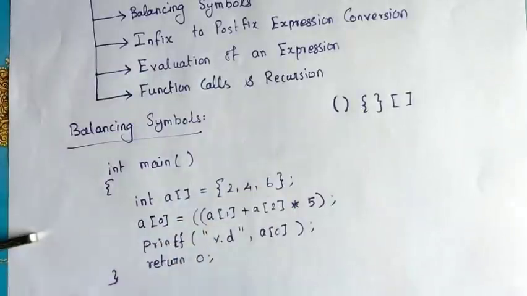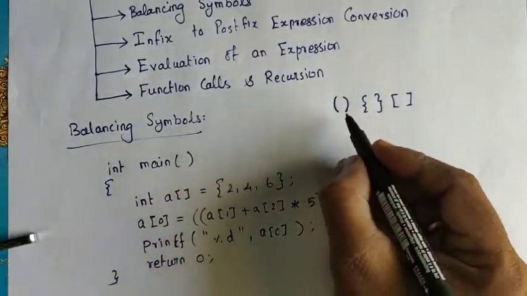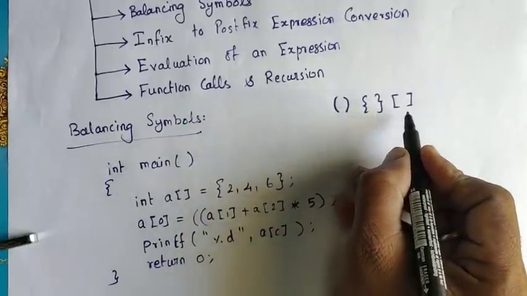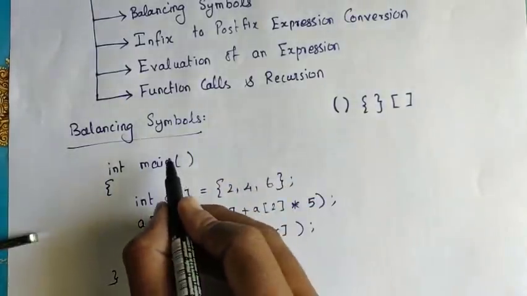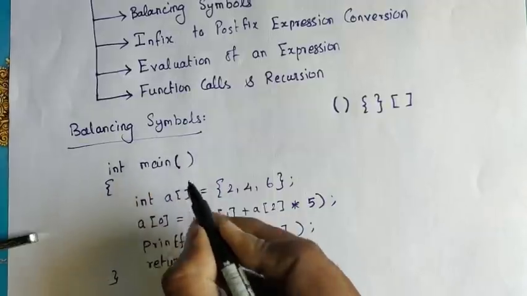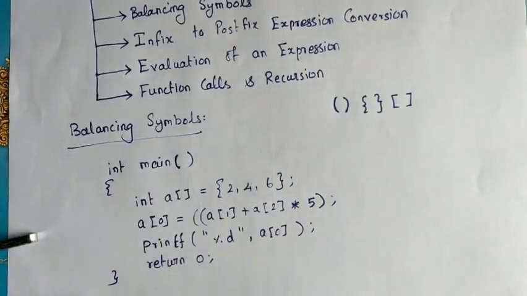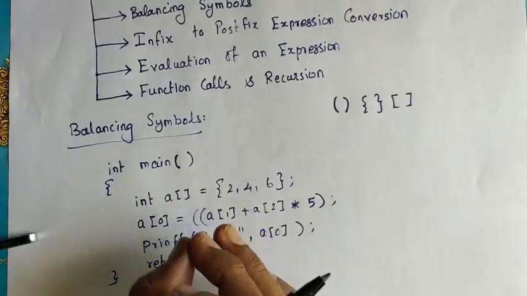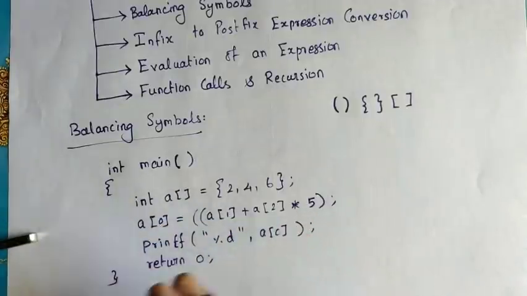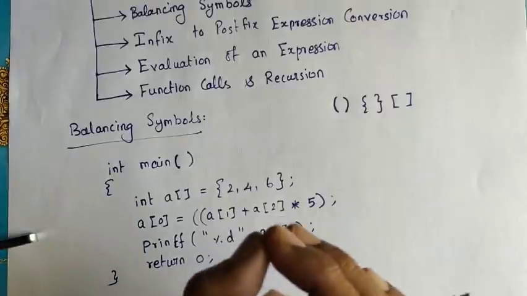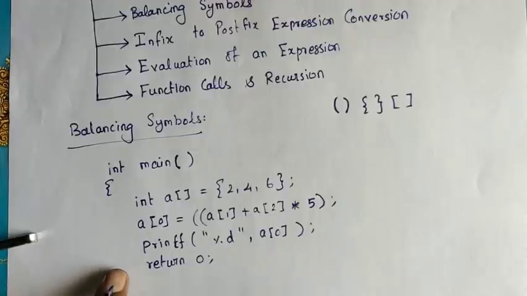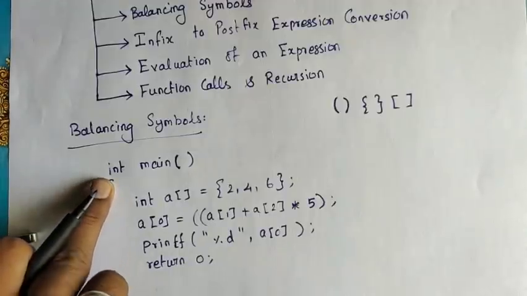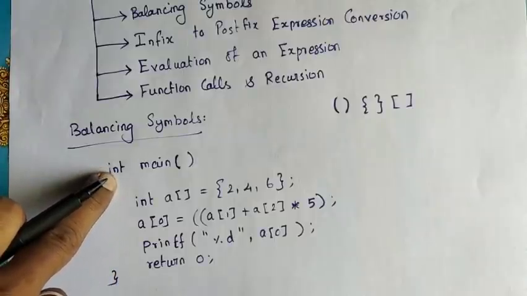In that program, before checking all other syntaxes, it checks whether the brackets, parentheses and braces are used properly or not. It means that every open bracket should have its corresponding close bracket. That will be checked first. If any parenthesis, brackets or braces are missing, it will show an error. If you forget to put this one, or if you forget to put this one, your compiler will show an error.